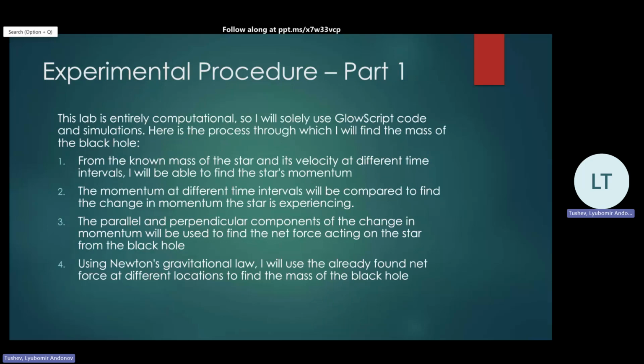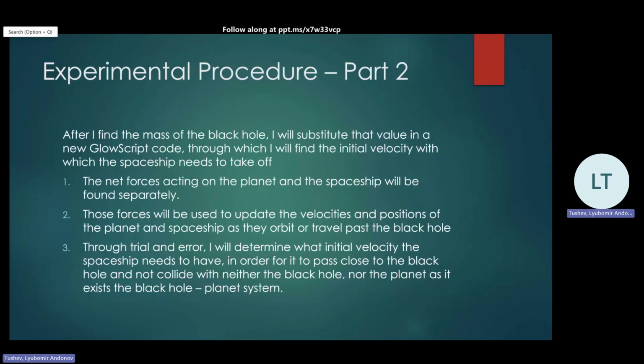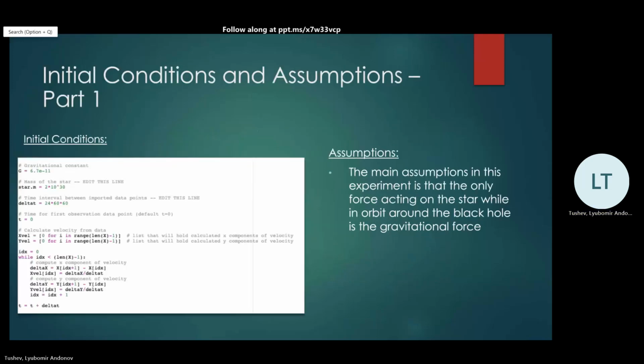To find the mass of the black hole in part 1, I'll use the known mass and velocity of the star at different data points in order to find the momentum change the star is experiencing, from which I'll find the net force exhibited from the black hole, and with the use of the gravitational law, the mass of the black hole. In part 2, I'll find the net forces acting on the planet and spaceship whilst they are in orbit around the black hole. From those known net forces, through trial and error, I'll determine the initial velocity the spaceship needs to have in order to get close to the black hole and leave the system without crashing.